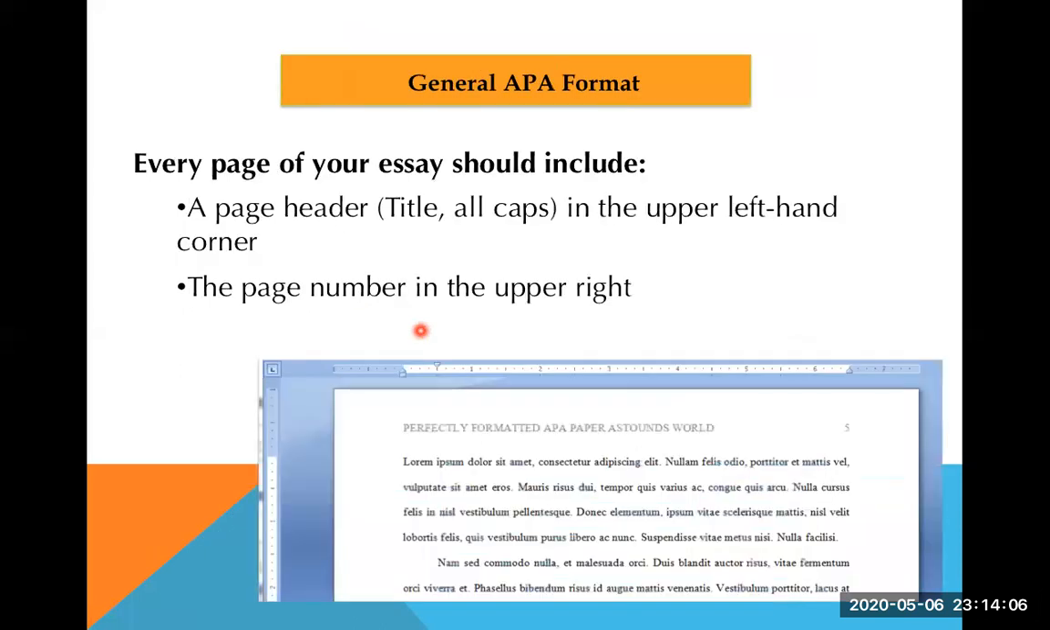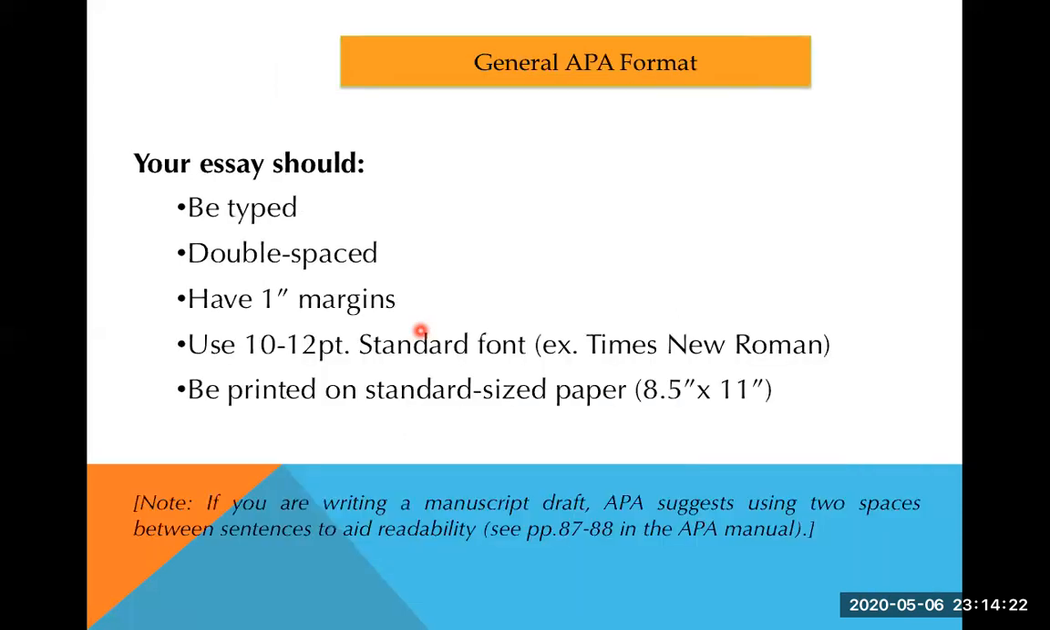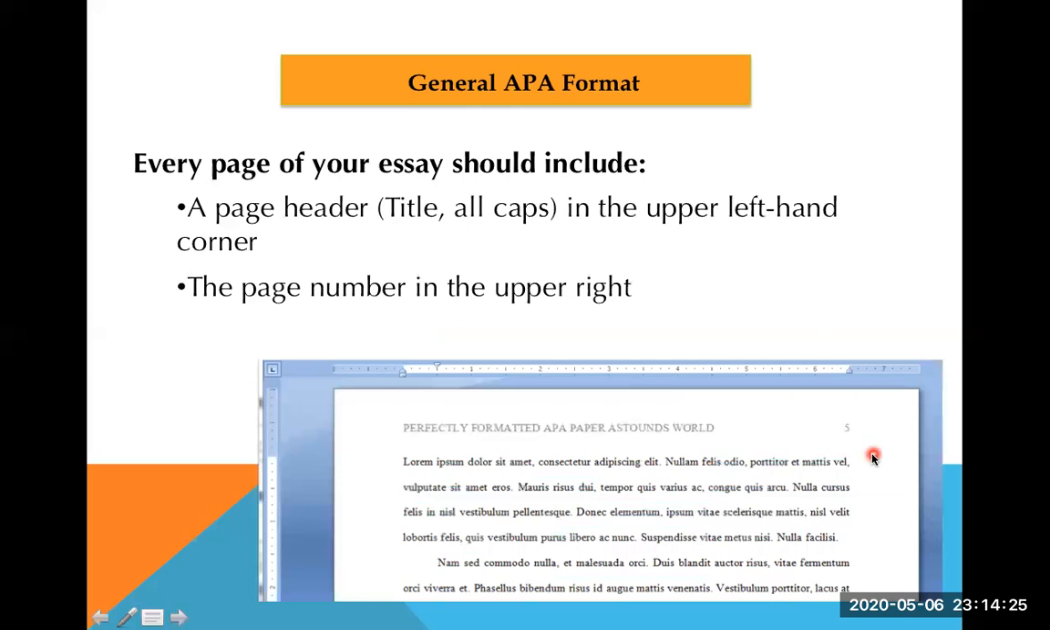Okay, so here we have an example. This slide presents the general format of an APA style formatted paper. And as I indicated in the previous slide, it should be typed, double spaced and so on. So the page header, as indicated in the upper left hand corner, should be the title and should be all capitalized. And the page number should be placed in the upper right, as you can see here. So this is the general formatting.